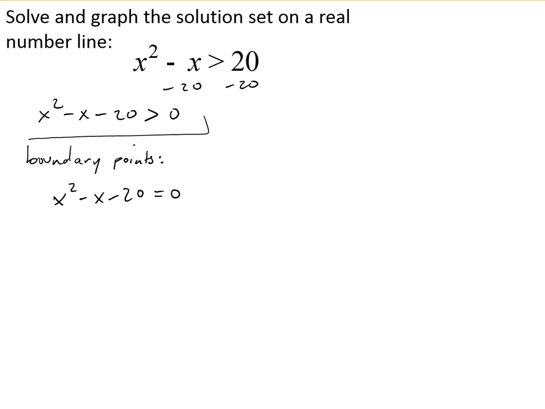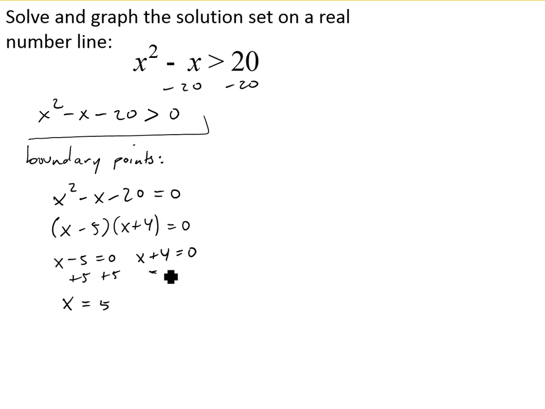To solve this, we can try factoring, or we can always use the quadratic formula. This can be factored. It's x minus 5 times x plus 4. Our two solutions, our two boundary points, come from setting each of those factors equal to 0 separately. And so we get x equals 5 and x equals negative 4.